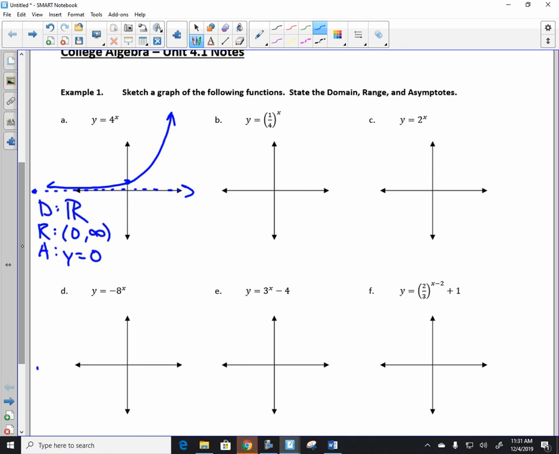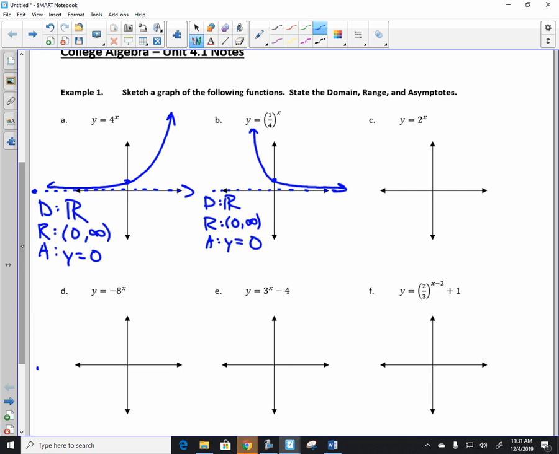How is letter B different? It is a fraction. I'd like you to avoid the thought of a fraction and identify that it's less than 1, right? And if it's less than 1, it will flip and have that kind of shape. Domain is still all real numbers. The range, still 0 to infinity. And the asymptote is y is equal to 0. We all clear about the differences of those two graphs?